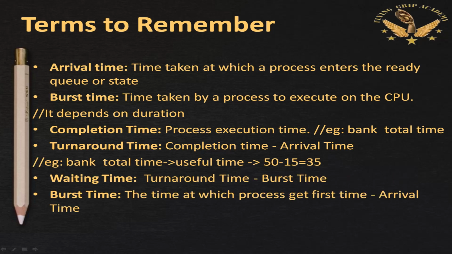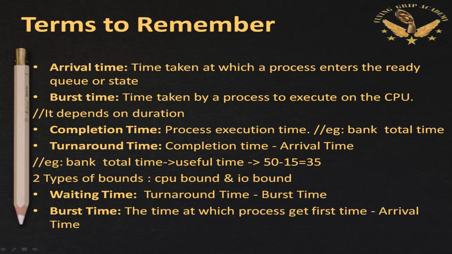For example, for the total time inside the bank, we are only calculating the useful time, how much is the useful time. Waiting time is calculated as turnaround time minus burst time. So there are two types of bounds, CPU bound and IO bound.